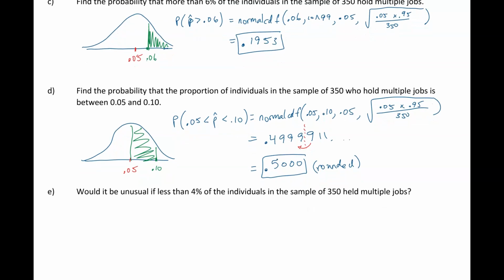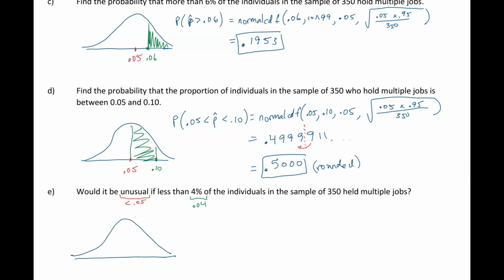Interesting. All right, last question. Would it be unusual if less than 4% of the individuals in the sample of 350 held multiple jobs? So 4%, that's our 0.04. And then unusual, remember that's if our answer is less than 0.05. So a lot of 0.05s living around in this problem. Pay attention, try not to get them messed up.